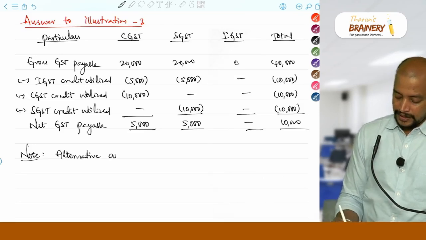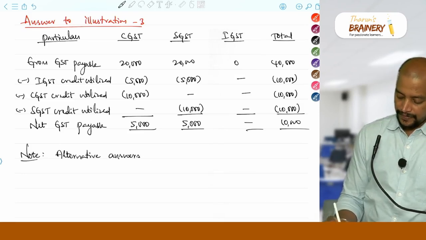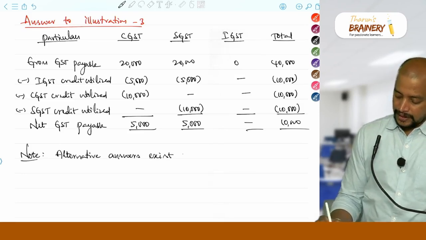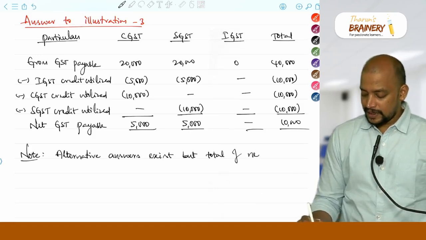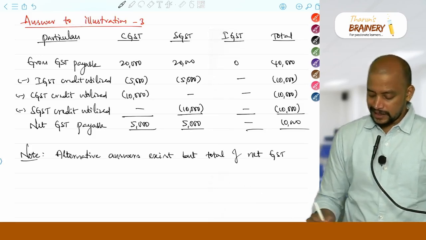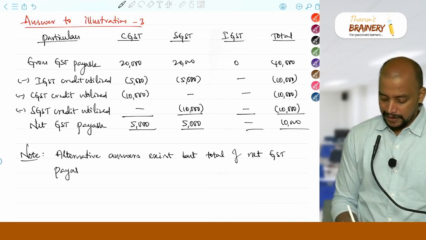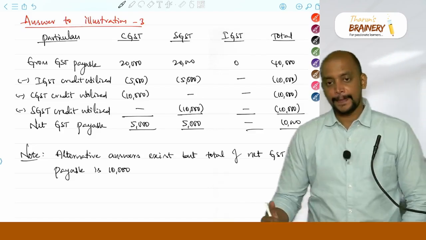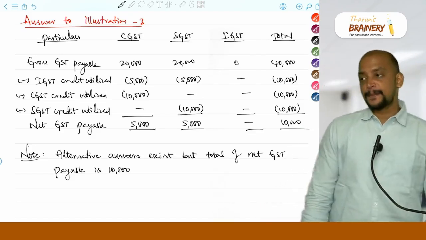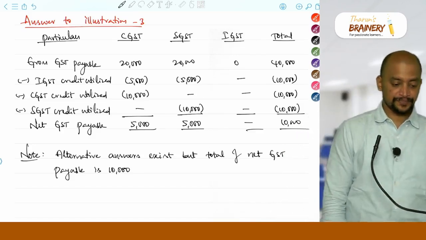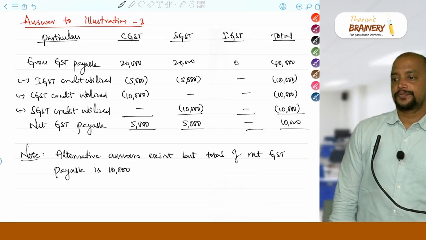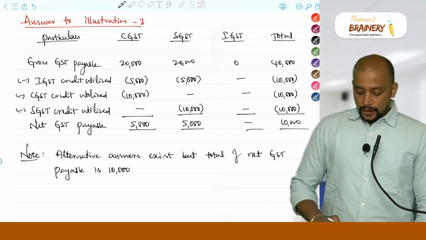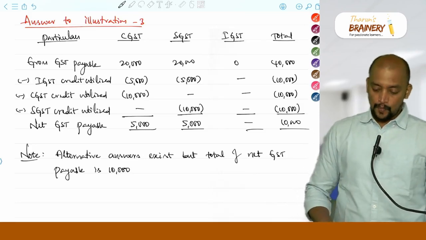alternative answers exist, but total of net GST payable is 10,000. Look into illustration 4.